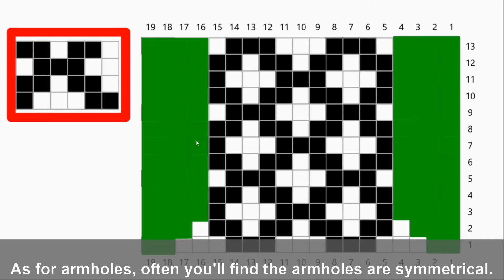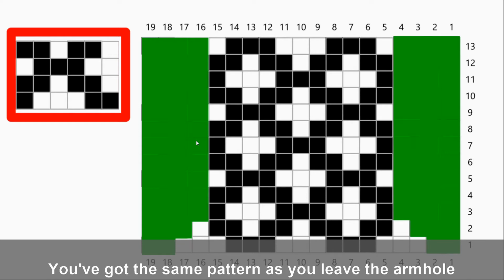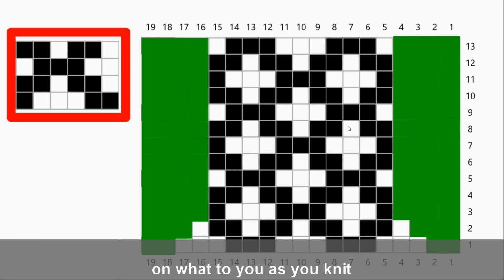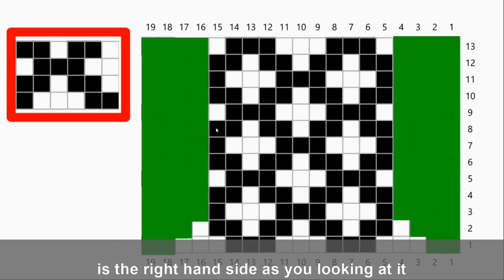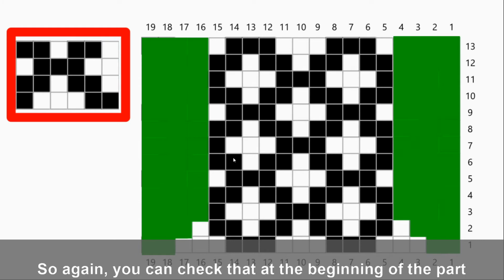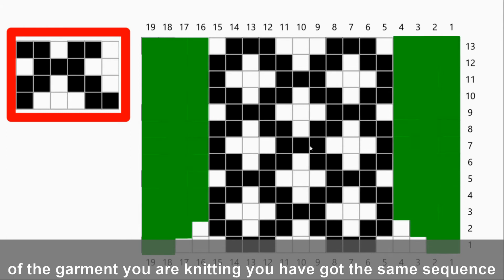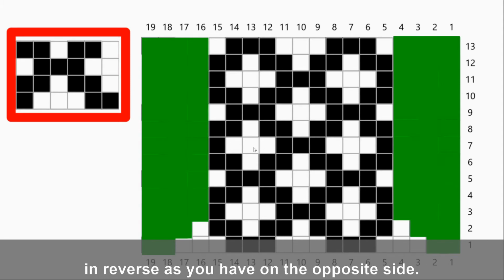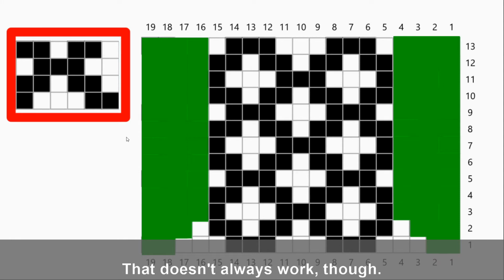As for armholes, often you'll find the armholes are symmetrical. You've got the same pattern as you leave the armhole on what is, as you knit, the right hand side of what you're looking at, as you have on the opposite side. So again, you can check that at the beginning of the part of the garment you're knitting, you've got the same sequence in reverse as you have on the opposite side. That doesn't always work though.